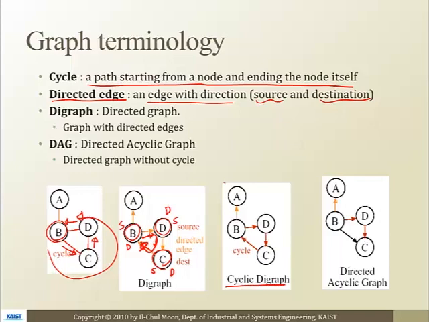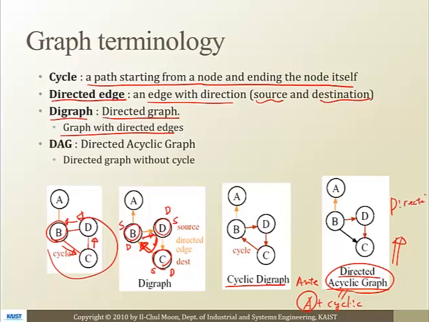Okay. So digraph means directed graph. It's a graph with directed edges. Every edge has a direction. And another thing is the directed acyclic graph. Acyclic means that when we have a prefix a plus cyclic, it means it's not cyclic. It's not cyclic.